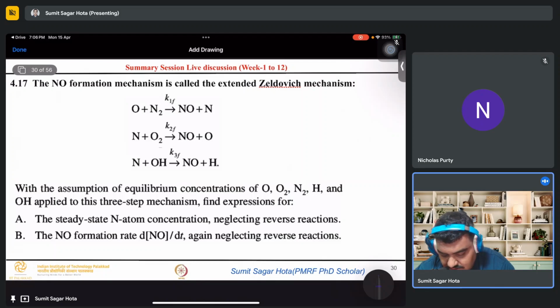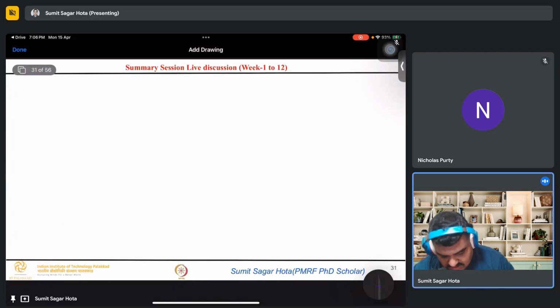This question looks very big, but it's very simple. In the question, some of the elementary reactions of NO formation are given, which is the extended Zeldovich mechanism. They ask for the steady state nitrogen atom concentration and the NO formation rate, neglecting the reverse reactions. That means only the forward reactions are considered. I'll directly write down what is given and directly write down the solution.